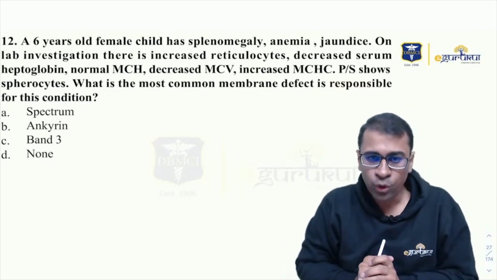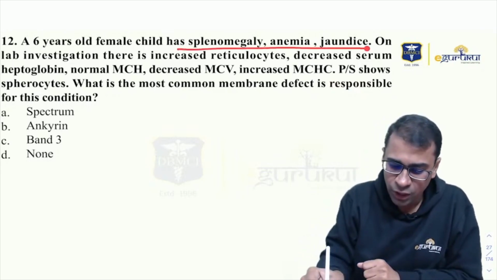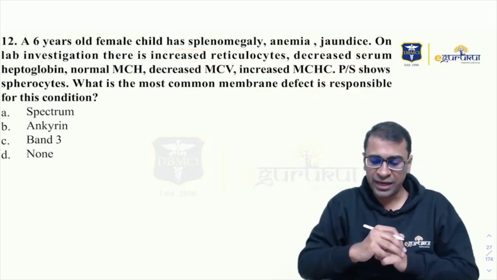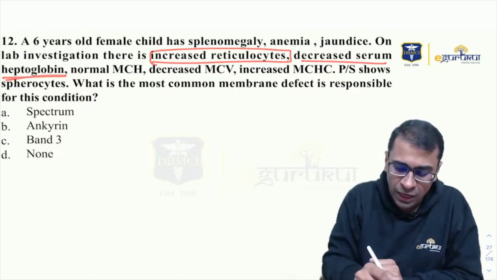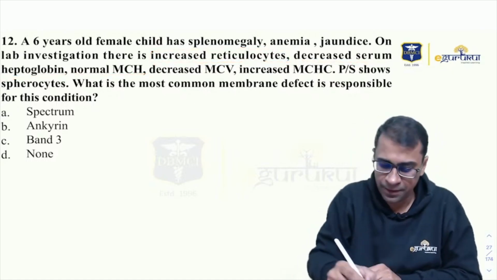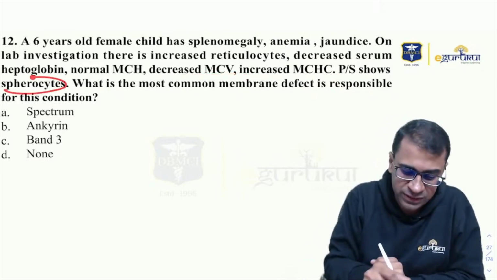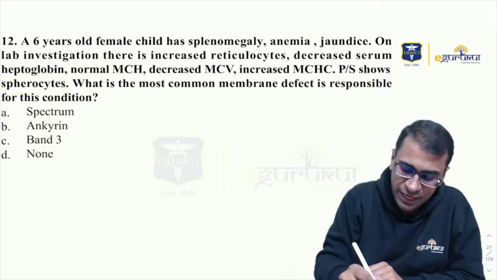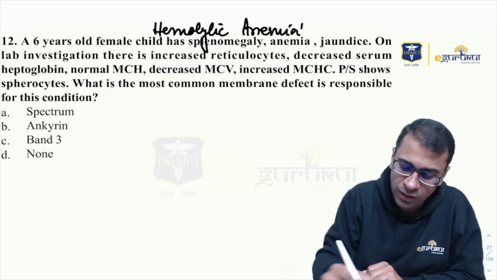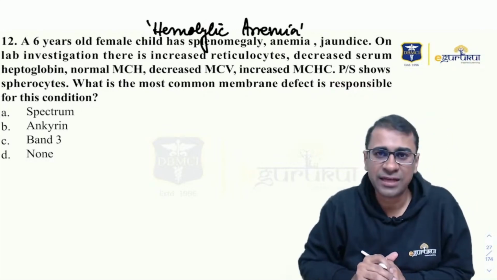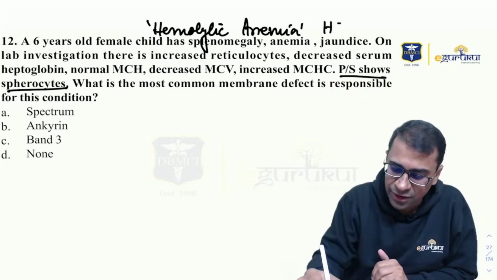A 6-year-old female has splenomegaly, anemia and jaundice. On lab investigations, the patient has increased retic count, decreased serum haptoglobin, normal MCH, decreased MCV, increased MCHC. Peripheral smear shows spherocytes. What is it? It surely is a case of hemolytic anemia, right? And it's a case of hereditary spherocytosis.